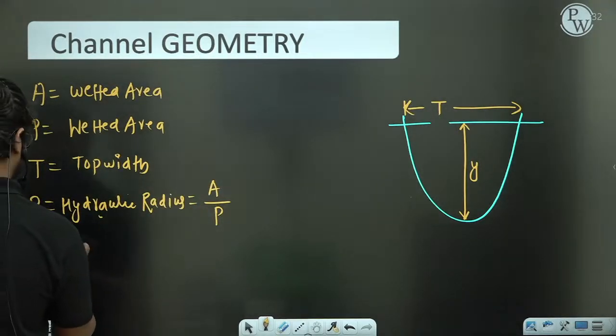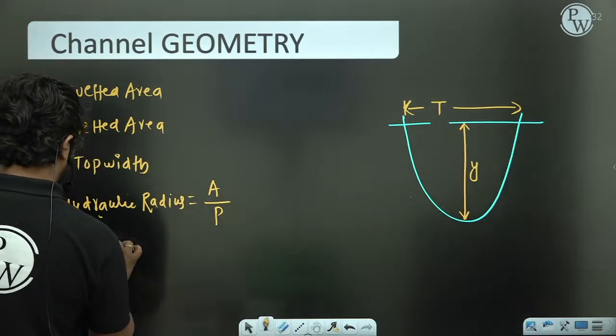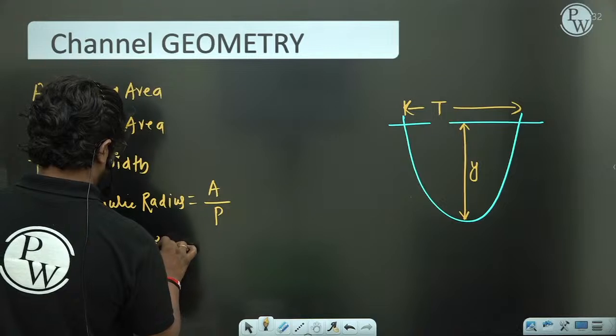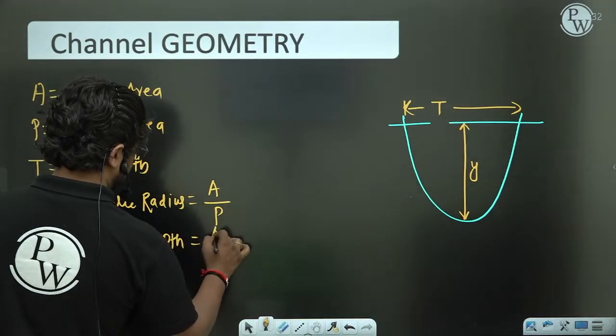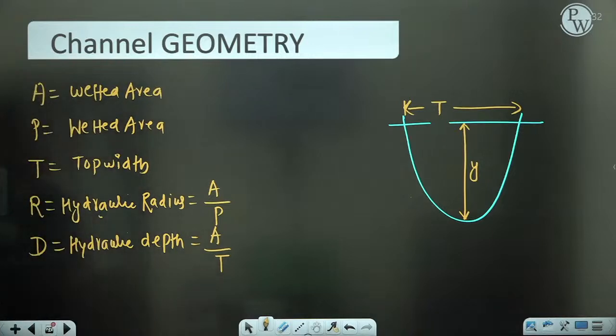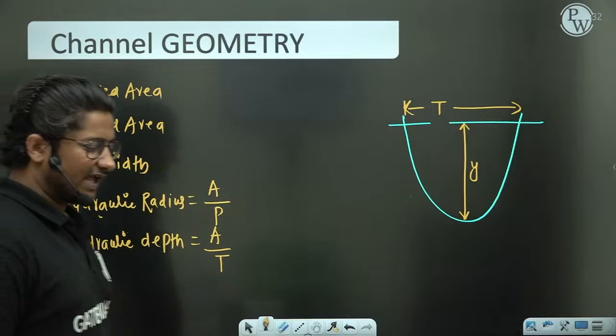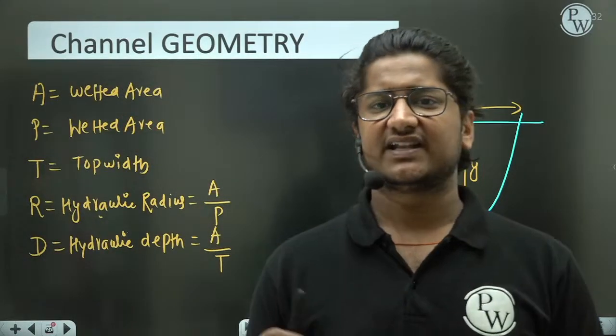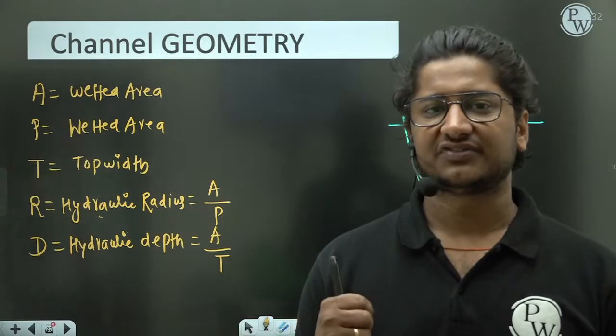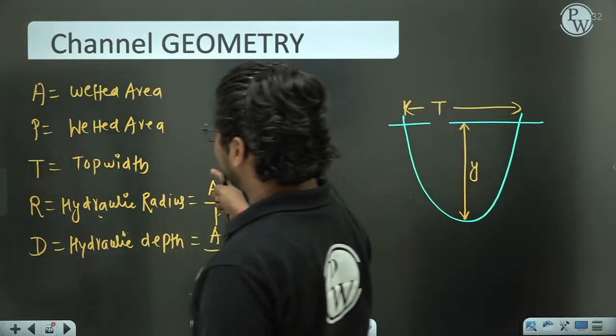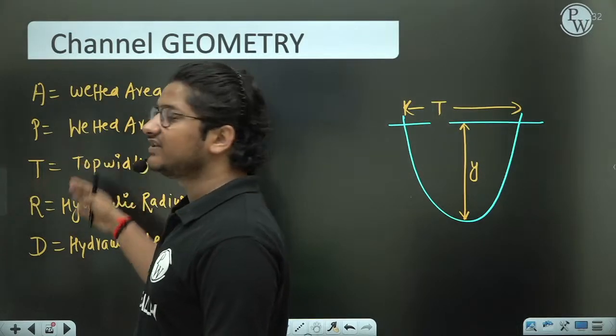Next is the D, hydraulic depth, area by top width. So D is equal to hydraulic depth. What I will be doing here, I will be giving different sections to you, whether it's rectangular, triangular, trapezoidal, circular, these types of sections I will be giving to you. You need to tell me the R value and D value. R, D and T. These three values I will be expecting from all of you. So let us start with the first one.